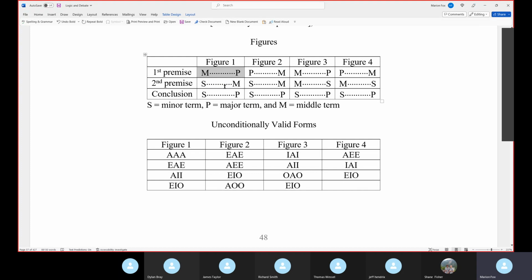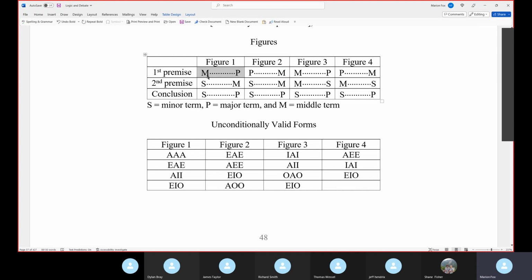A lot of times, the books will draw a line from here to the middle term, and draw it down. Then they'll draw a line down here, making a V out of it. And a lot of the books will do that. That's to give you an idea. Here are your basic figures. You have figure 1, figure 2, figure 3, figure 4. So your P's and M's are arranged in different order, S's and P's.